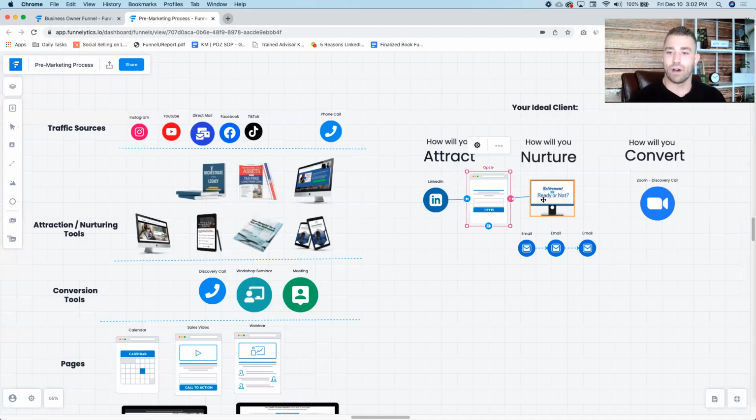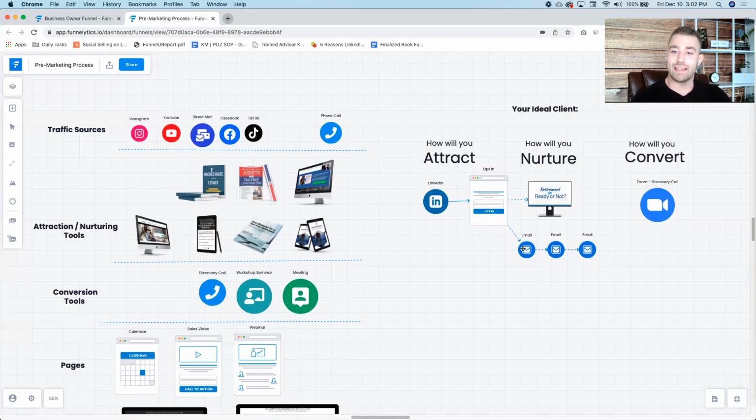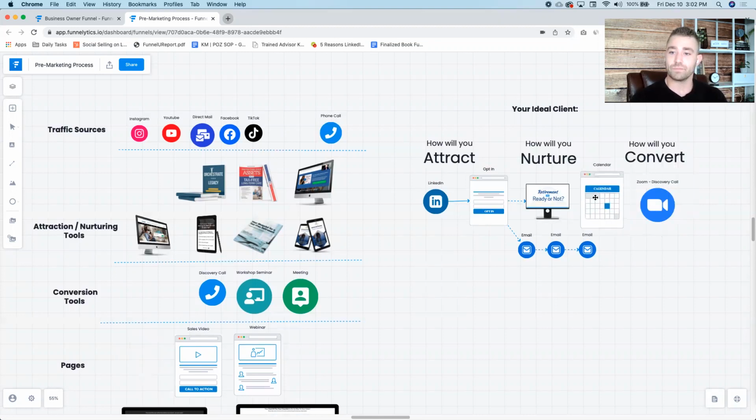Now, after they have gone through and given their information, we can do a couple of different things. We can either deliver access to that lead magnet in an email, because they gave us their email, so we can send it to them directly via email, or on the next page we can give them access to that piece of information. But this is crucial. On that page, we need to have a way for them to book an appointment directly with us. Again, this goes to the conversion stage.